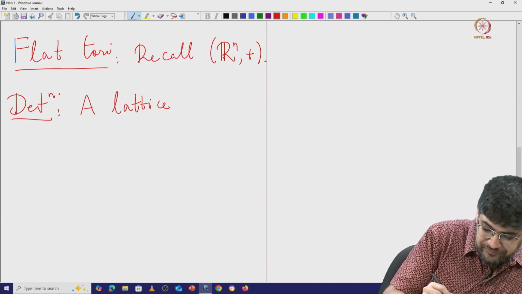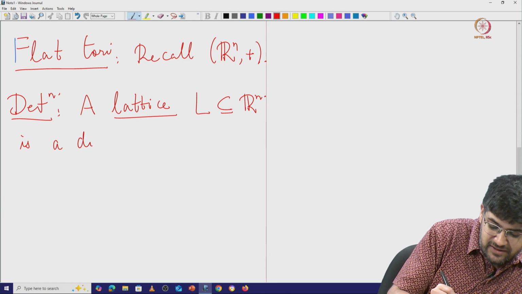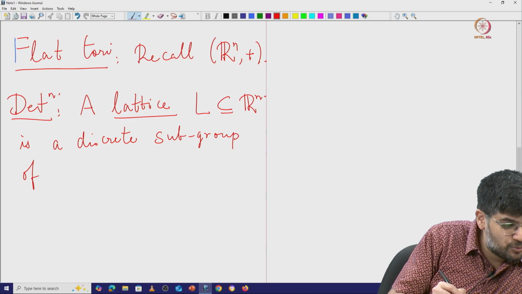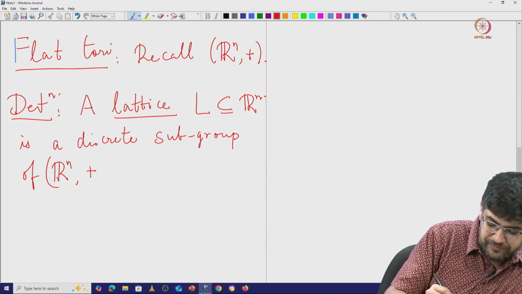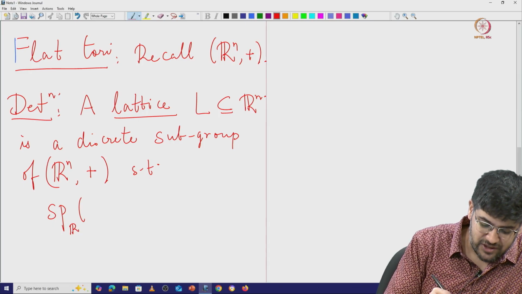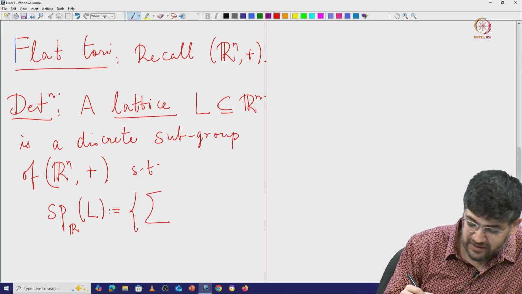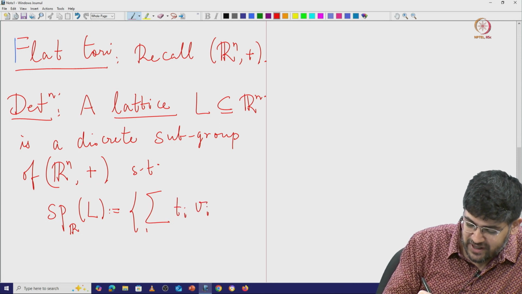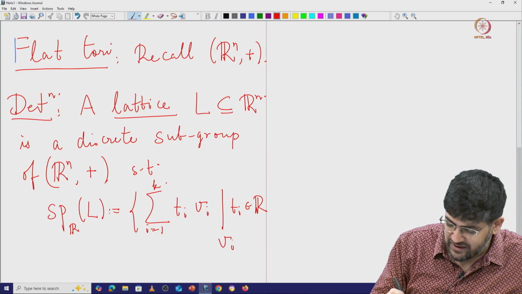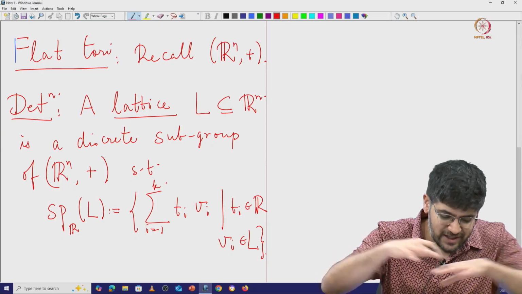A lattice L is basically a discrete subgroup of Rn such that, if you look at the span, so we want it to be full rank, which means that the span of L, which by definition is simply the collection of all vectors in Rn which can be written as the sum of Ti times Vi, some finite linear combinations of Vi's, where Ti is some real number and Vi is an element in L. So if you take the finite real linear combinations of elements in L, that spans the entire Rn.